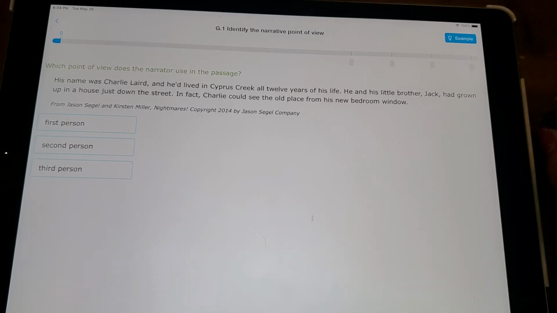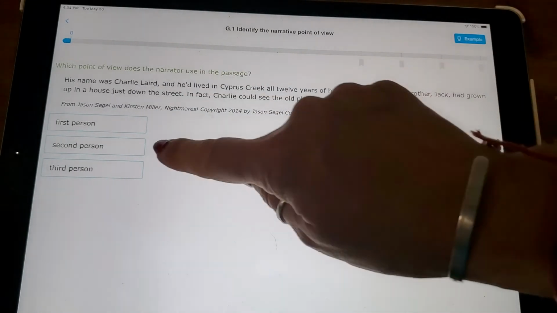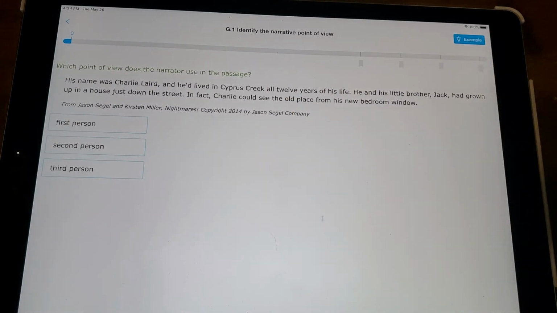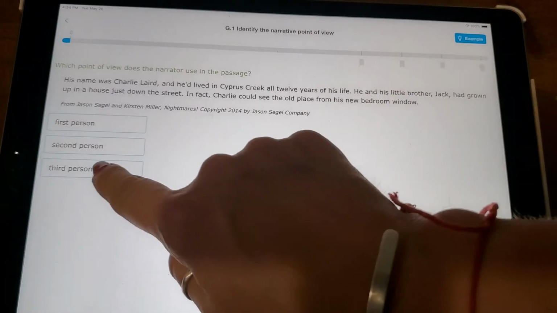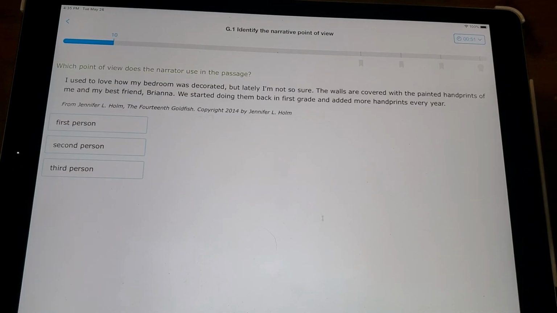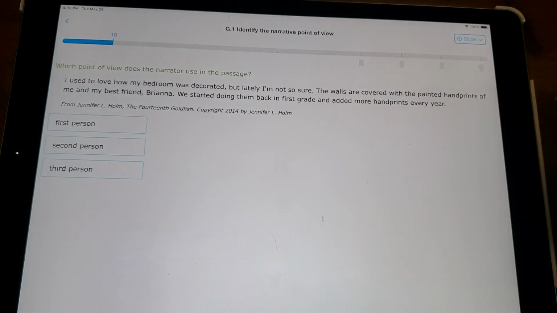So what does that sound like? Does that sound like the person who's in the story is talking about it, which would be first person, one of the characters? Does it sound like second person, where they're talking to the audience? Or does it sound like third person, where a narrator is talking? Yeah, it's third person, a narrator is talking. And that's going to give it to you. So you're going to read a little passage and decide if it's first, second, or third person. All right? That's your IXL for today.